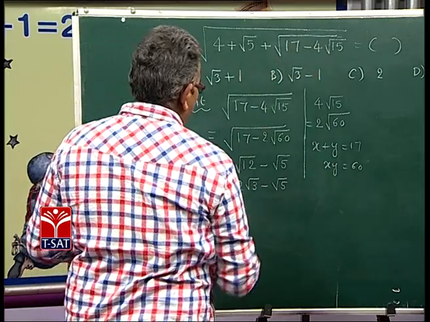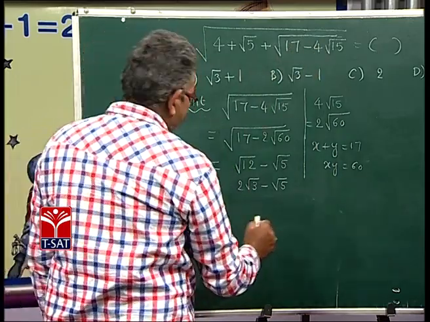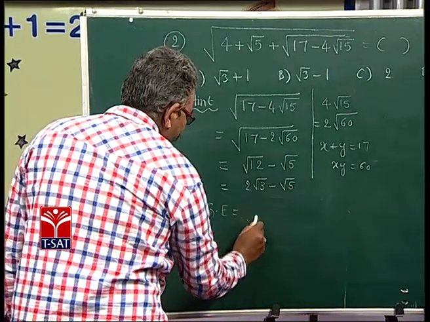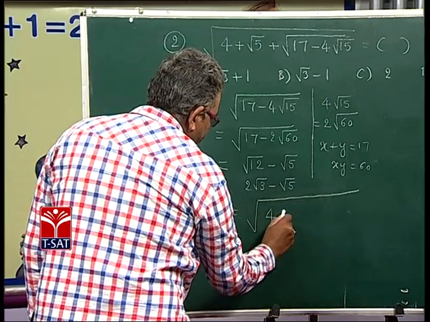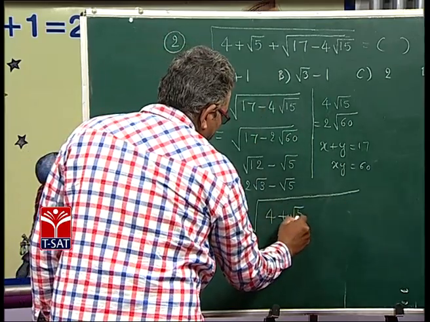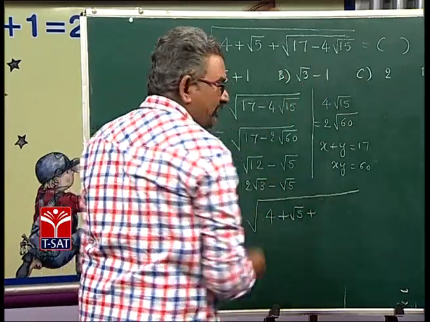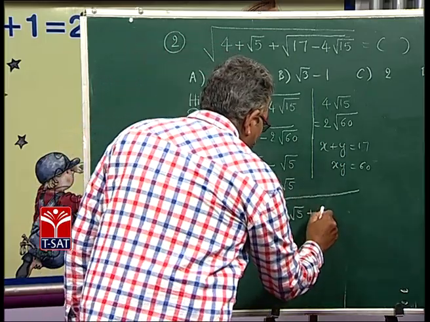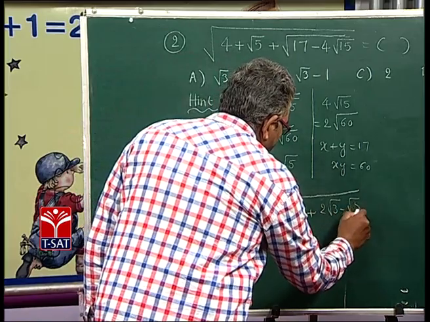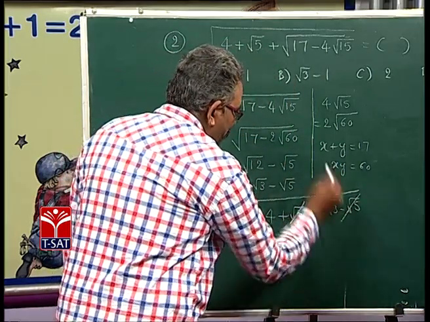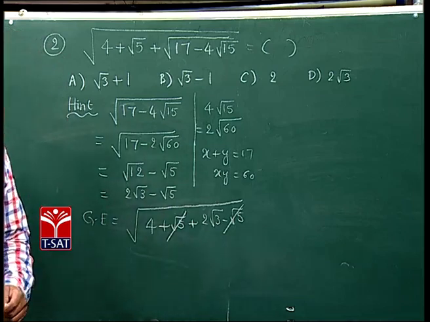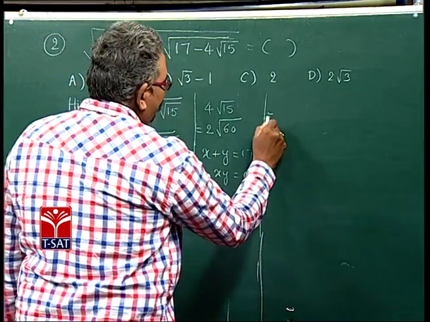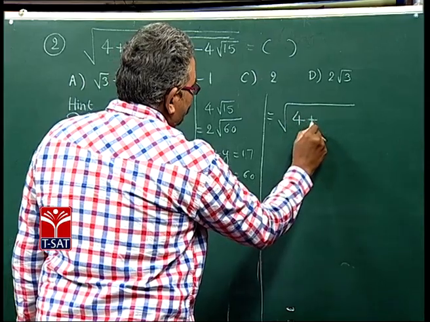Let us go for our problem. So let us write our problem as the given expression, root of 4 plus root 5 plus, instead of this one, let us replace 2 root 3 minus root 5. Root 5 minus 2 root 5... the root 5 terms get cancelled. So now what do we get? We get square root of 4 plus 2 root 3.